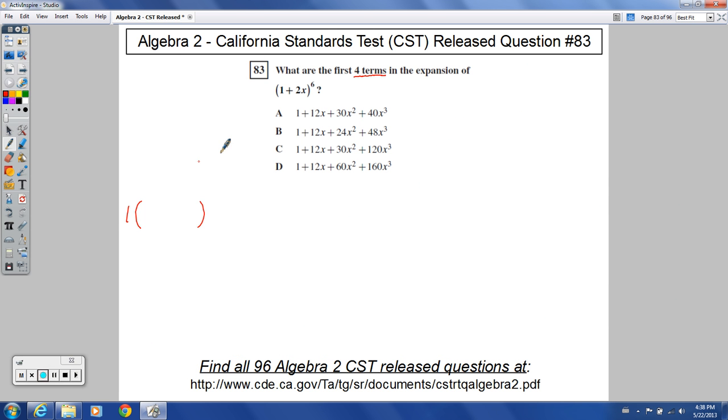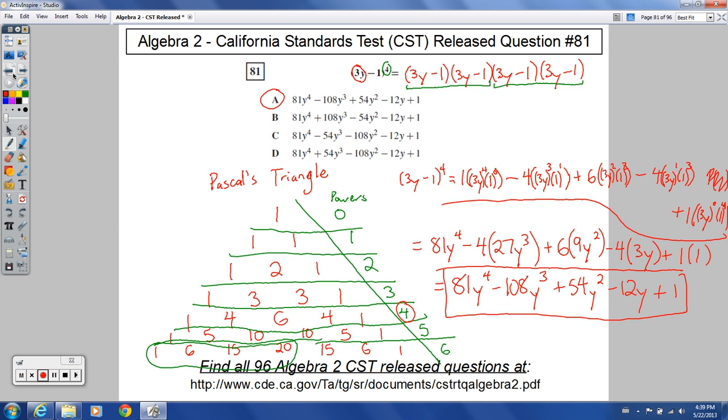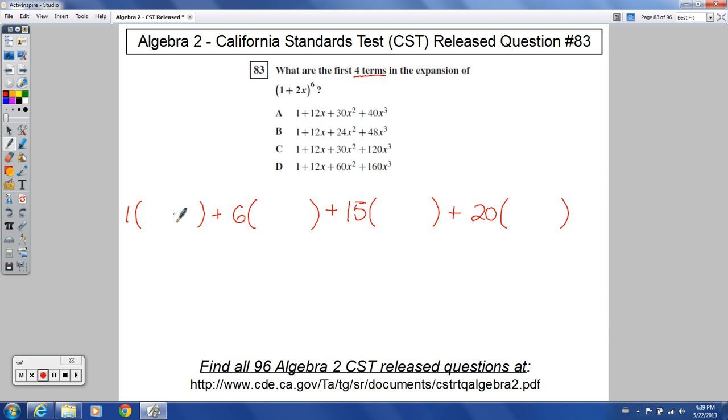I'm going to leave a blank space. Notice a plus sign in between. That means I can just add all these together. It's not going to go back and forth between positive and negative. So 1, 6, and something will go in here, a 15, and something will go in here, and a 20. Let me just double check that one more time. Yep, 1, 6, 15, and 20 are the correct coefficients.